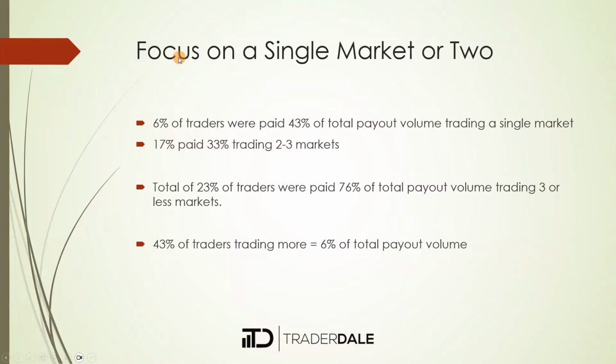So here's the focus on a single market or two, right? 6% of traders were paid 43% of the total payout volume trading a single market, one thing. They're really good at one thing. All right. 17% were paid 33% of the total volume trading 2 to 3 markets. So a total of 23% of traders were paid 76% of the total payout volume trading 3 or fewer markets.